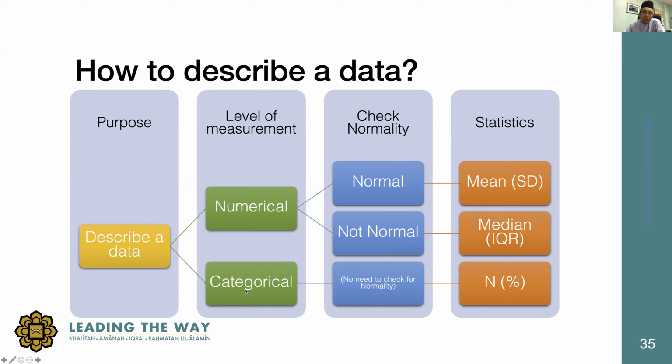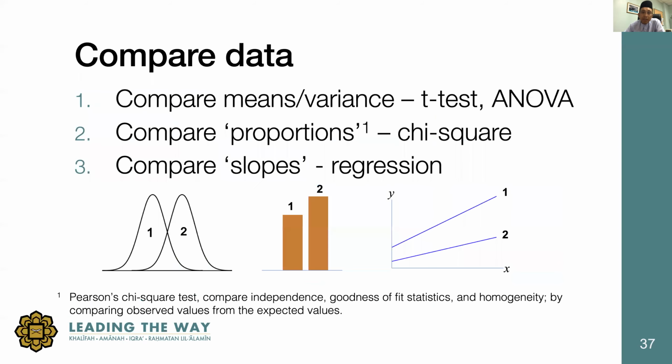And categorical, obviously there is no distribution, no need to check for normality. You describe using N, the count, the frequency, and the percentage. Meanwhile, for comparison, later you will learn from Dr. Adil how to compare means. Example, mean hemoglobin between male and female. There are two variables there, hemoglobin and sex. So mean HB, as long as the HB hemoglobin is normally distributed, you use mean. So you compare the mean between HB male and HB female.